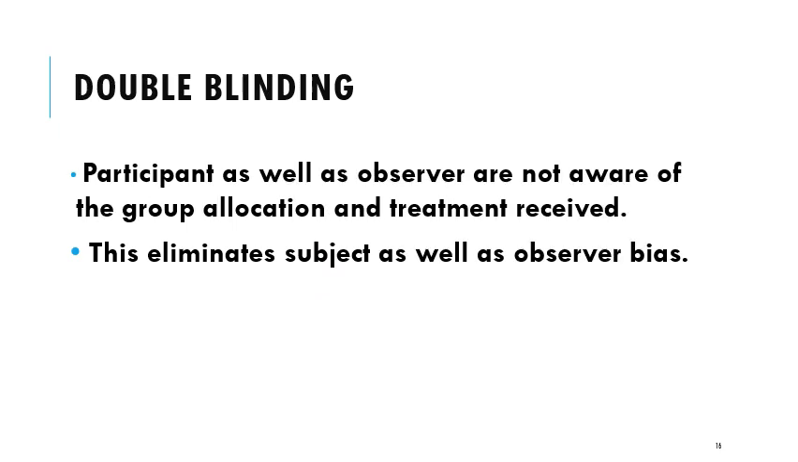Double blinding. Double blinding is when the participant as well as the observer or interviewer are both not aware of the group allocation and the treatment received. That means they don't know whether the person belongs to the test group or control group and what treatment is being rendered. So they just collect the observation. So this eliminates subject as well as observer's bias, which may enter into the study consciously or subconsciously. So this will eliminate both biases.